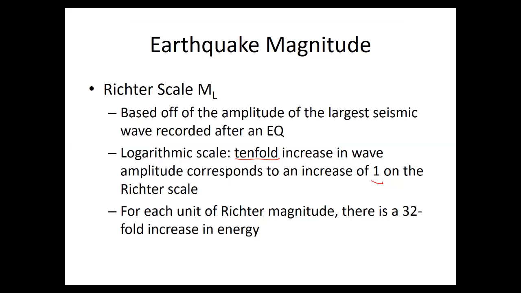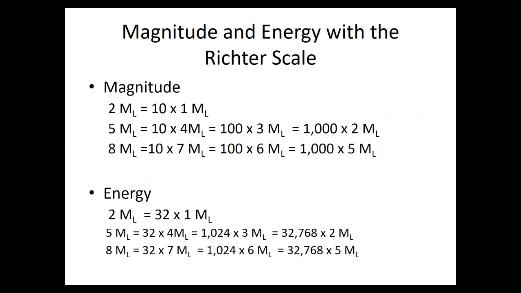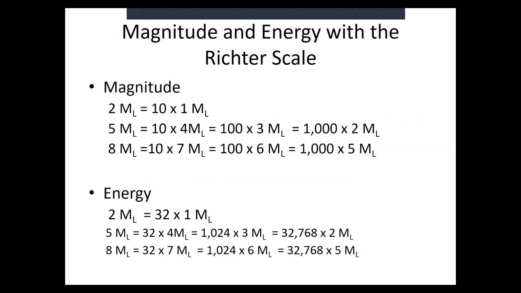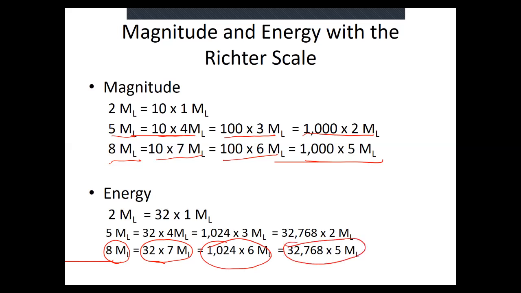And for the energy released by an earthquake on the Richter scale, there's roughly a 32-fold increase in the amount of energy released. So, for example, as far as shaking goes, a magnitude 5 earthquake has as much shaking as 10 magnitude 4's, or 100 magnitude 3's, or 1,000 magnitude 2's. A magnitude 8 has as much shaking as 10 magnitude 7s, 100 magnitude 6s, or 1000 magnitude 5s. And here's the energy equivalence. It's roughly a 32-fold increase. So the energy released by a magnitude 8 earthquake is the same amount of energy as 32 magnitude 7s, or 1024 magnitude 6s, or 32,768 magnitude 5s.